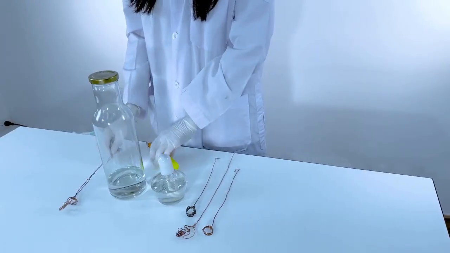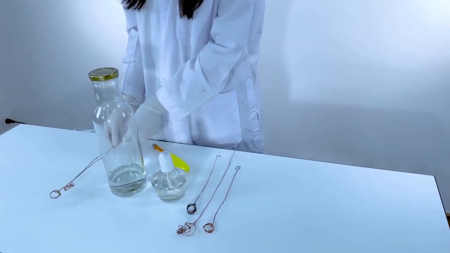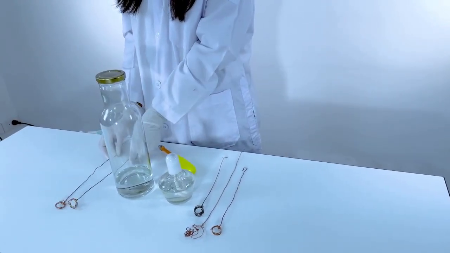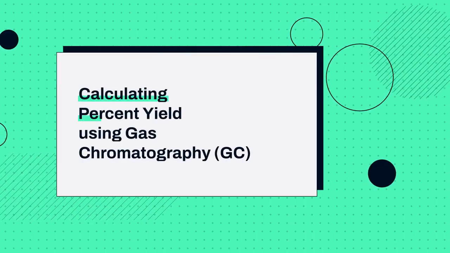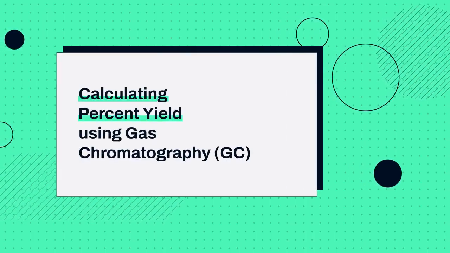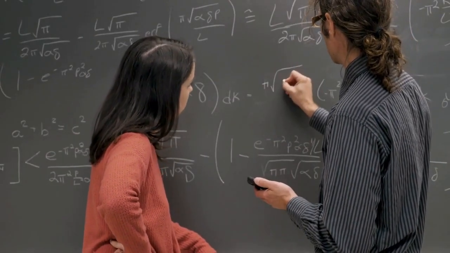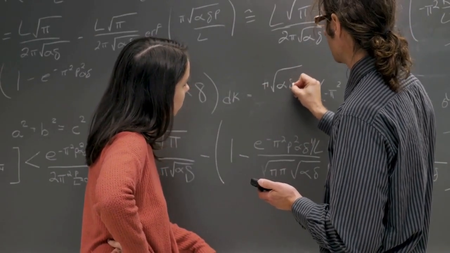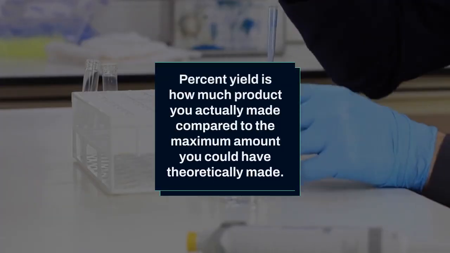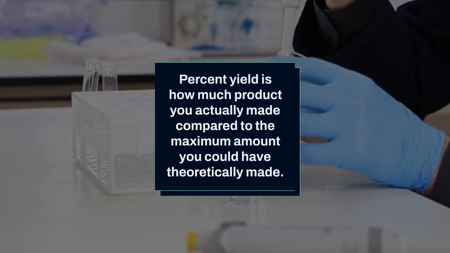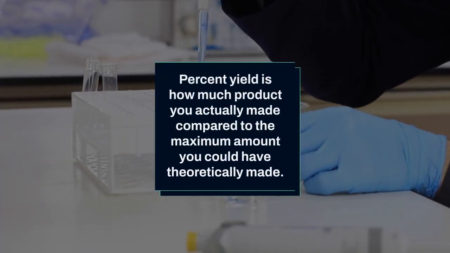Hello everyone. Today we are going to break down a very common and powerful technique in the chemistry lab, calculating percent yield using gas chromatography, or GC. It might sound intimidating, but the process is quite logical once you understand the steps. Percent yield is simply how much product you actually made compared to the maximum amount you could have theoretically made.